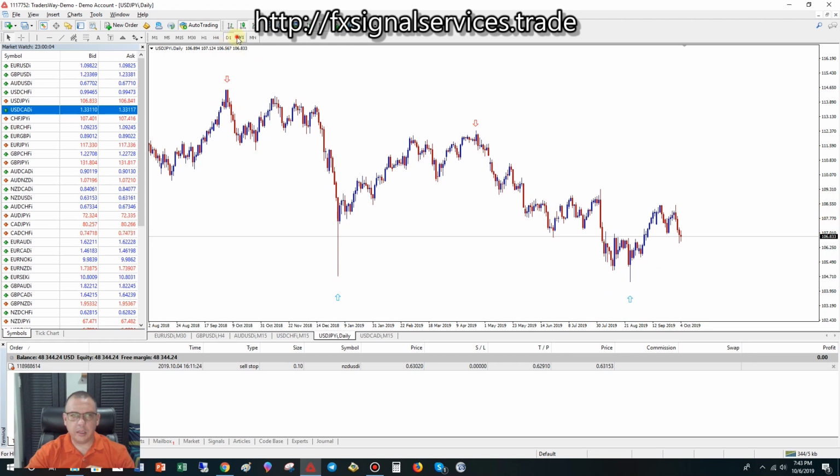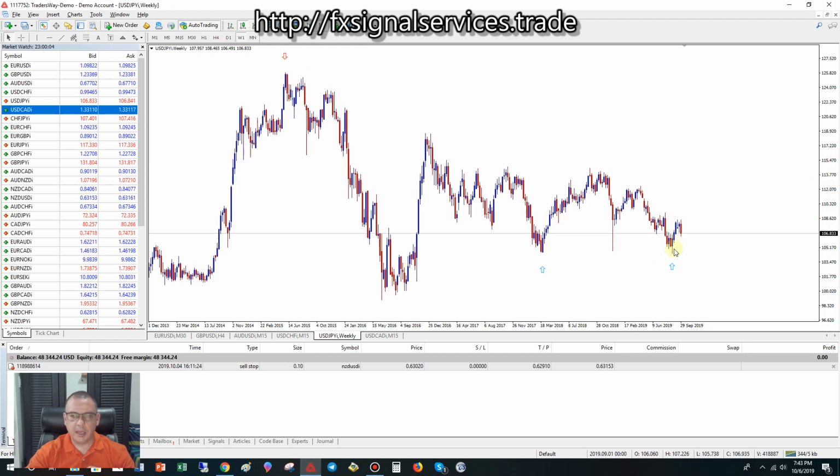The daily and the weekly both have up arrows, okay, meaning that this is going to be going up in the long term. And if we draw an uptrend right here, that will mark our uptrend. Okay, so the US dollar Japanese yen typically runs the opposite of the US dollar Swiss franc.